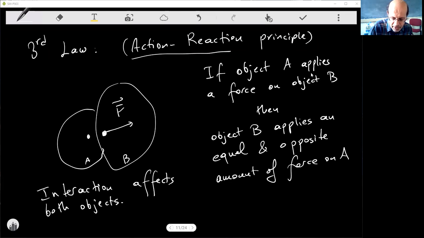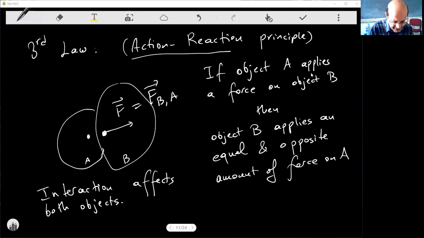But this is applied by A. So therefore, it's a force on object B, but applied by A, right? And sometimes I'm going to use this notation for that. So that's force on B applied by A. But whenever I use this notation, I'm going to explain.